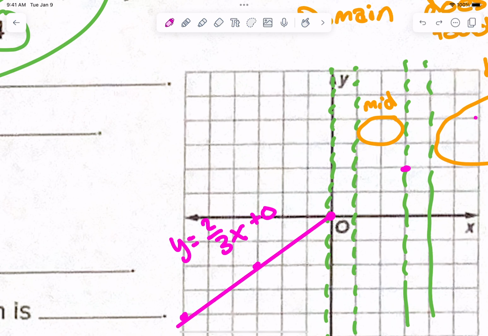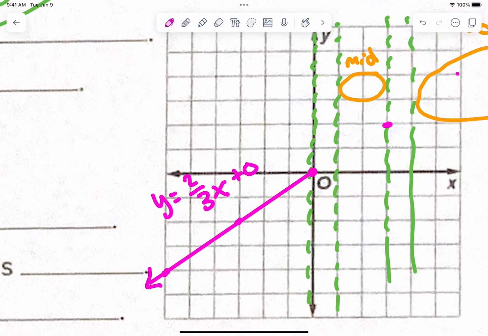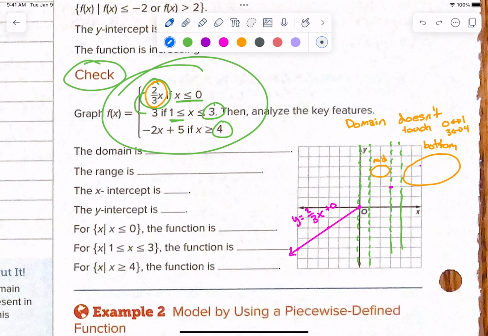From here down over this way, and he's going to have an arrow on that end. Got it? This guy right here, is this an open circle or a closed circle? Closed. How do you know he's closed? Because it's equal to 0. So I'm going to do a closed circle. I'm going to fill that in and make him really, really closed.